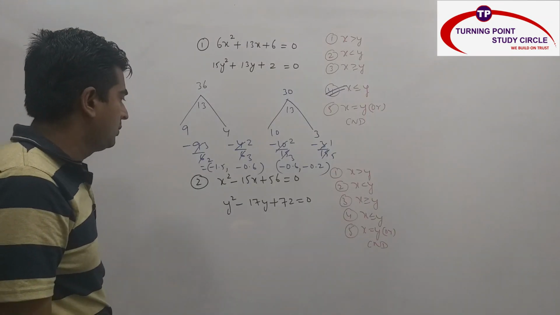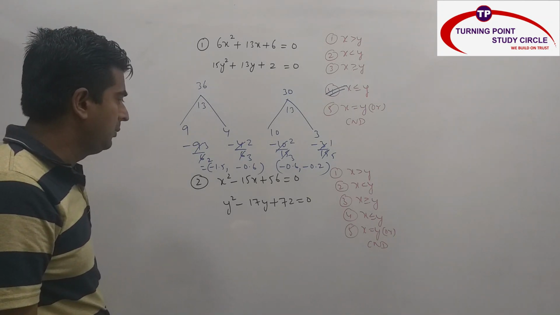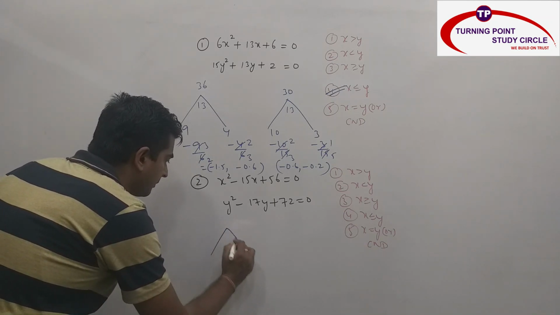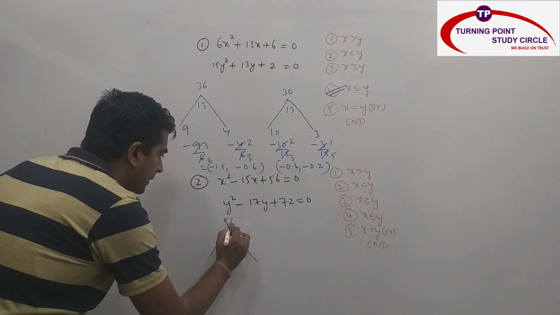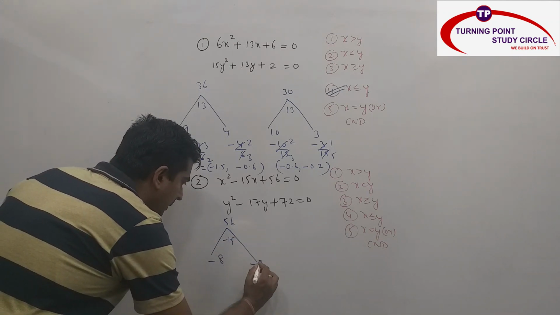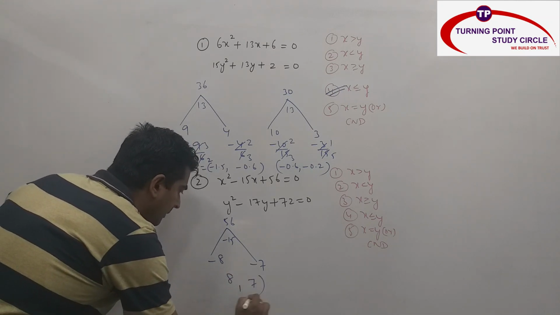Second one, x square minus 15x plus 56 is equal to 0. Y square minus 17y plus 72 is equal to 0. Again I am writing here. This is plus 56 and this is minus 15. So what can be the two numbers? Minus 8 and minus 7, or else minus 7 minus 8, right? So final answer is 8 and 7.